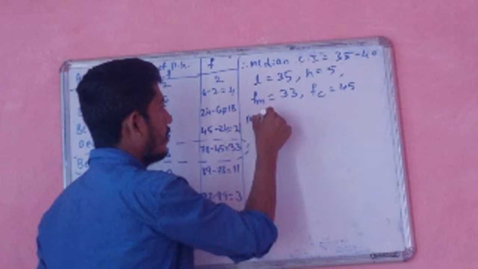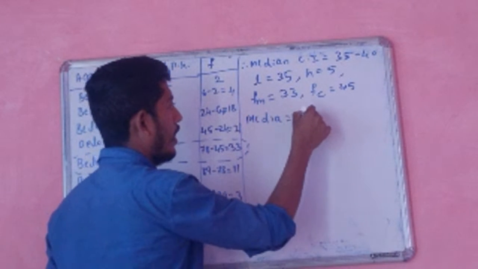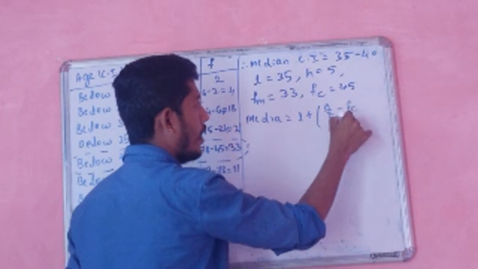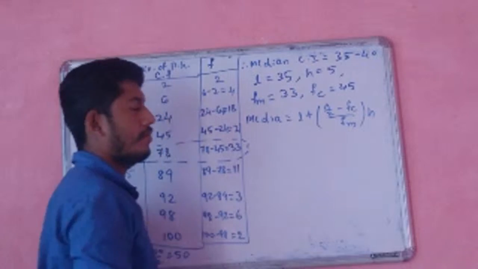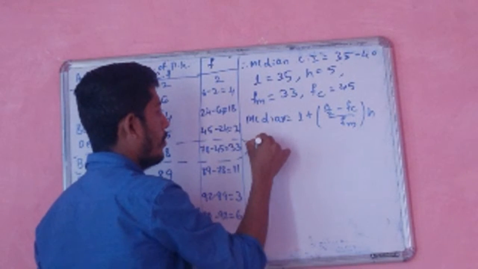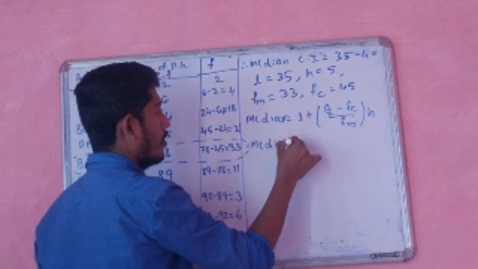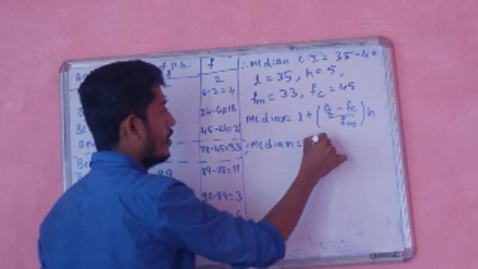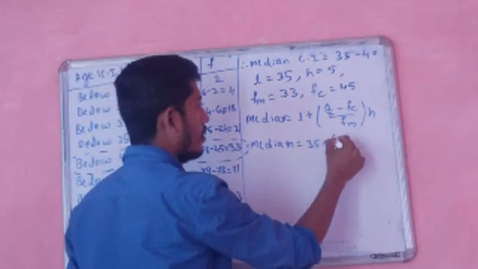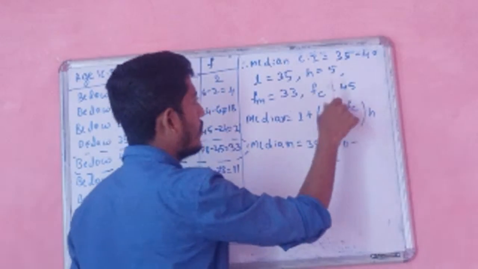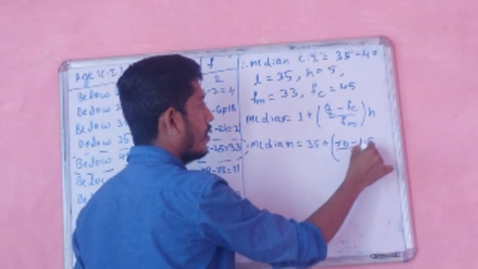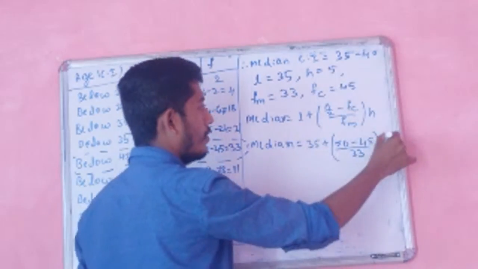That is, median equals L plus (n by 2 minus Fc) divided by Fm, into H. So therefore the median becomes: L value is 35, plus n by 2. n by 2 value is 50, minus Fc value is 45. Fm value is 33, H value is 5.